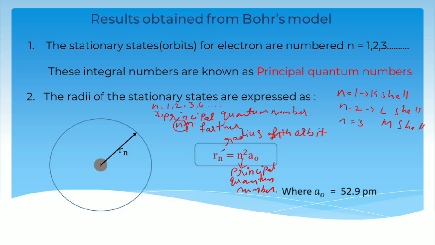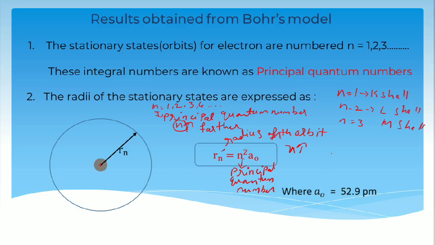Quantum number, where a naught is 52.9 picometer. So this is the radius of the first orbit of the hydrogen atom. From the equation we can see that radius is proportional to the square of n. Therefore, as n increases, the orbit becomes much larger.